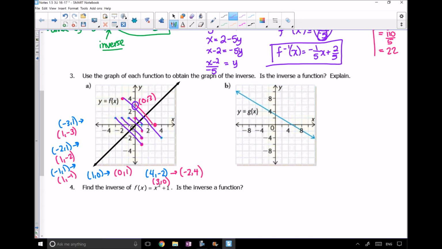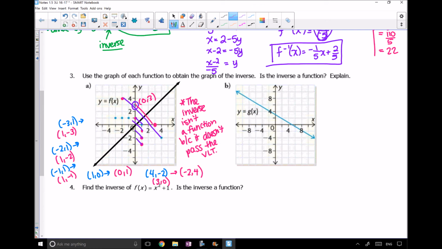Now, one thing that I want to talk about is the original graph that we have here is a function because it passes the vertical line test. But the inverse is not a function, and I apologize for that. I just wanted to erase the lines. The inverse is not a function because it doesn't pass the vertical line test.